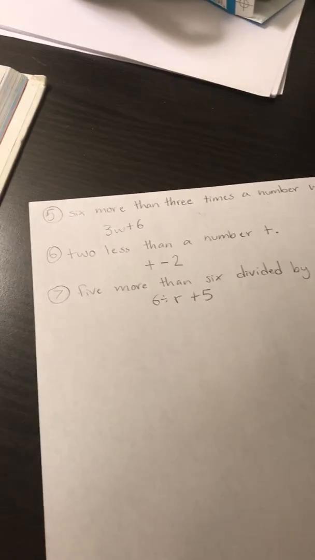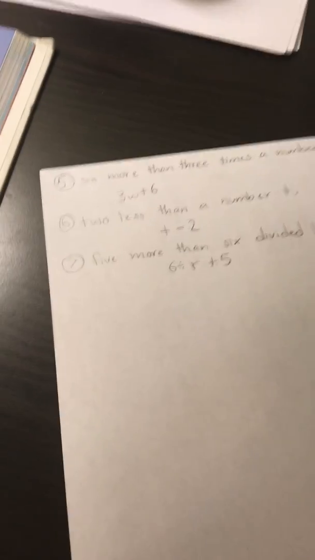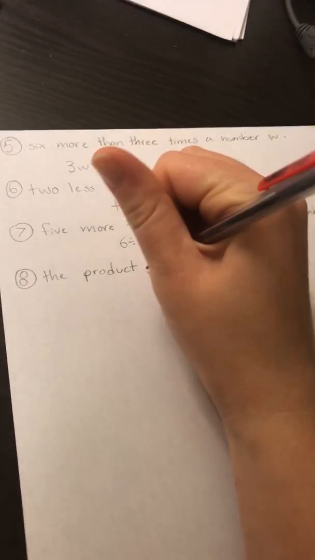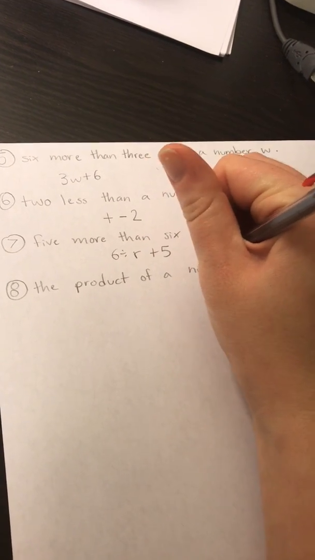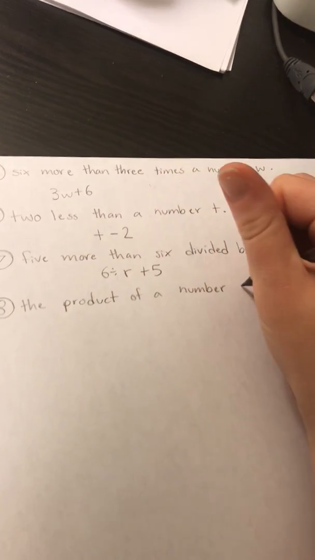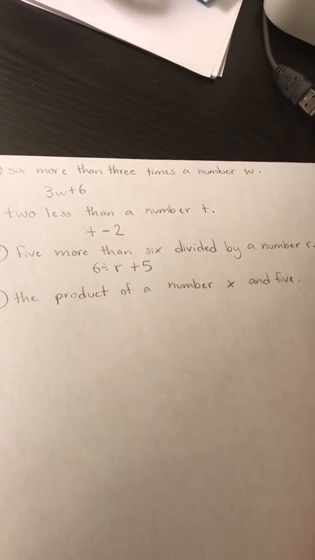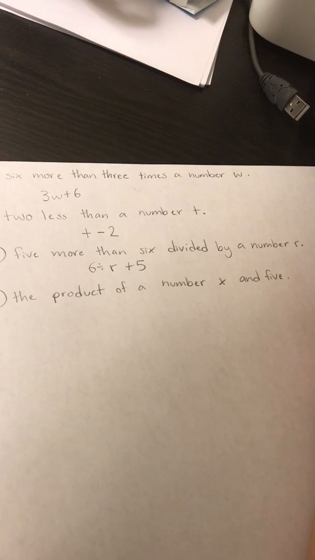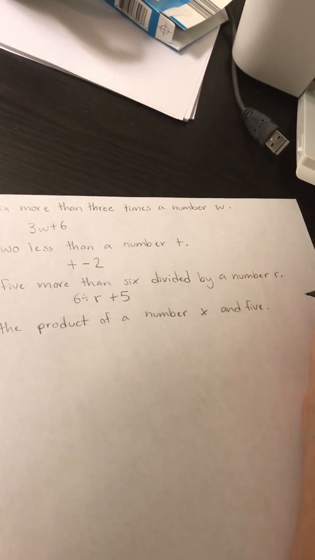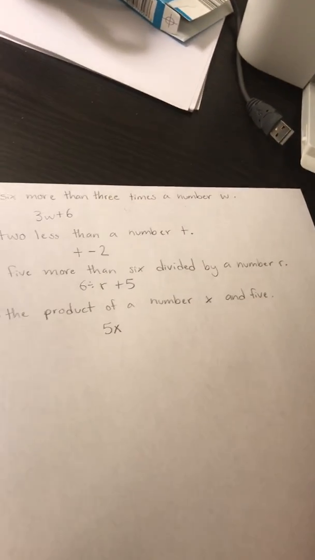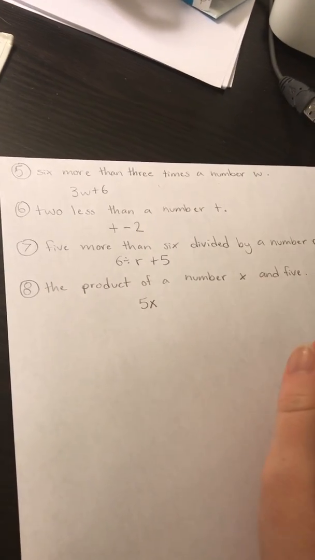Now our next one. Number 8 says the product of a number x and 5. Product means multiplication. So multiplication of the number x and 5. So that would just be 5x. So it's just 5 times x.